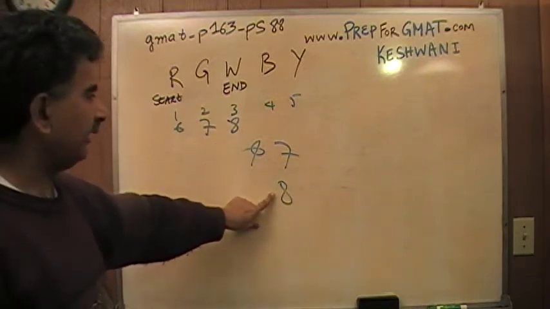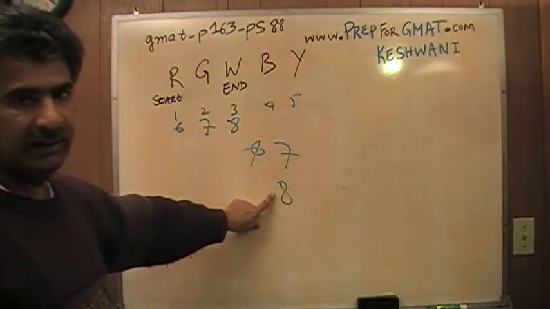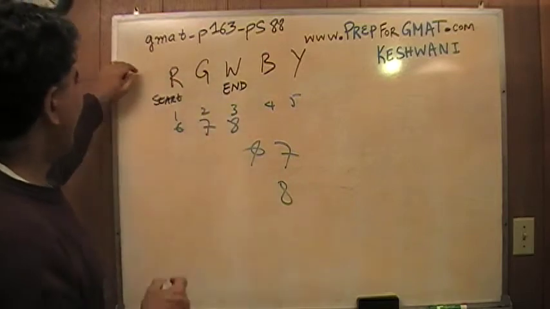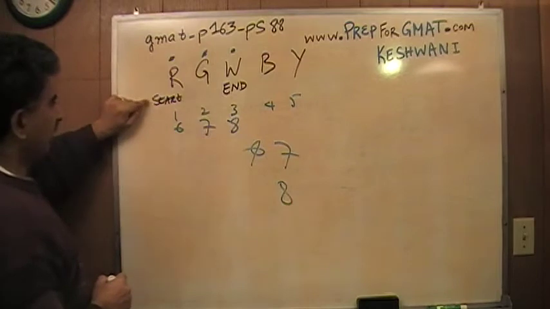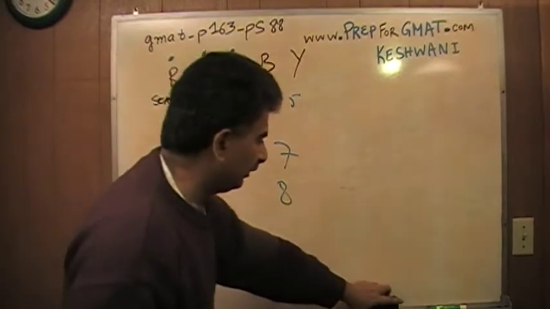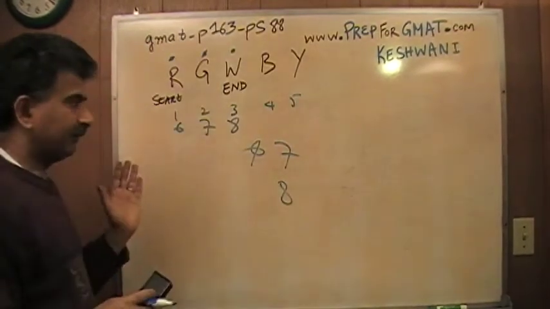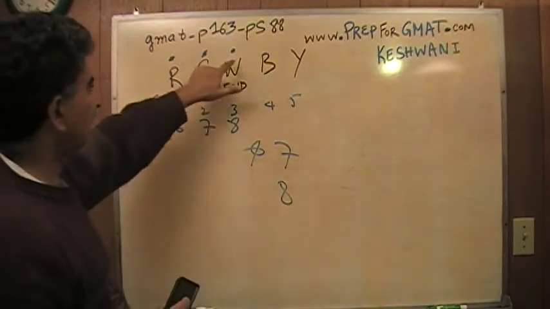So how did I get 8? Because I want to end at white. White is the third one, 1, 2, 3, in the pattern, because I'm starting here. Since it's the third one in the pattern, I know that if I have 5 and then 3 more, I will stop here.